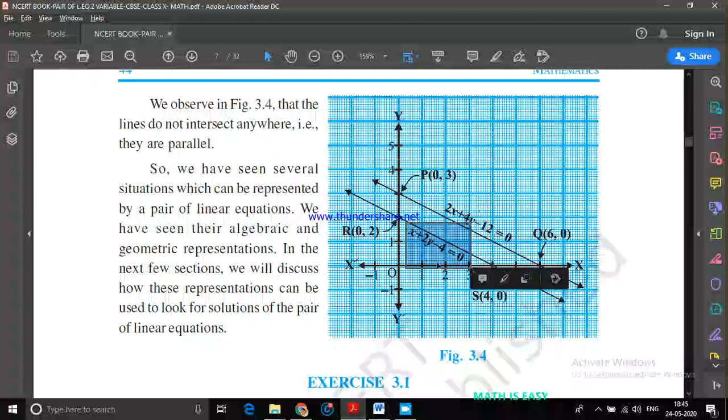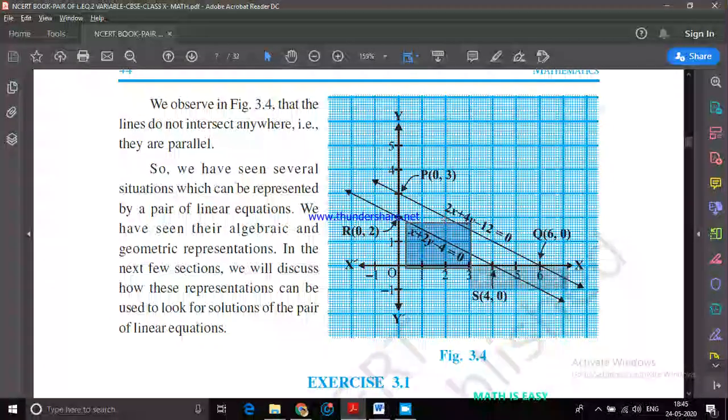So by comparing its coefficients, a1 upon a2 is equal to b1 upon b2, which is not equal to c1 upon c2, sorry. Because here the x coefficient is 2, here the x coefficient is 1, here the y coefficient is 4, the y coefficient is 2. So 4 by 2 is 2 and 2 by 1 is also 2. Here a1 upon a2 is equal to b1 upon b2, but it is not equal to c1 upon c2. Lines are parallel, so they do not intersect.